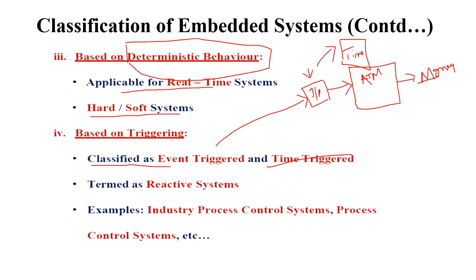Normally these systems are referred to as reactive systems. Why are these referred to as reactive systems? Because this ATM is giving an output, it is reacting because of some input. That's why they are called reactive systems. If the system reacts to an input, then it is called a reactive system. They are used in industry process control systems and all.